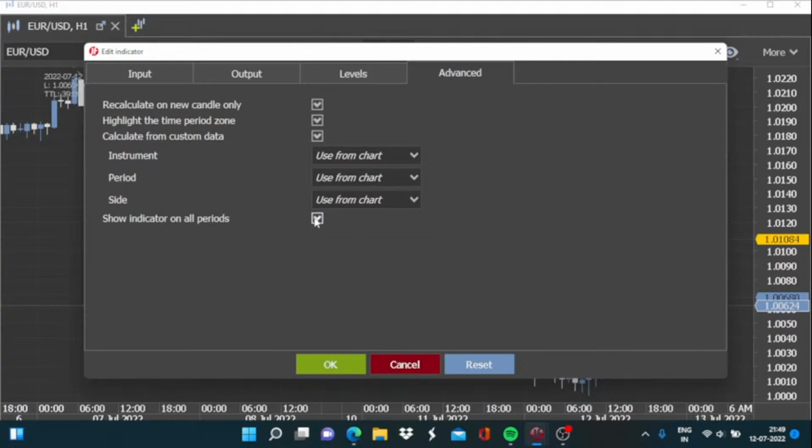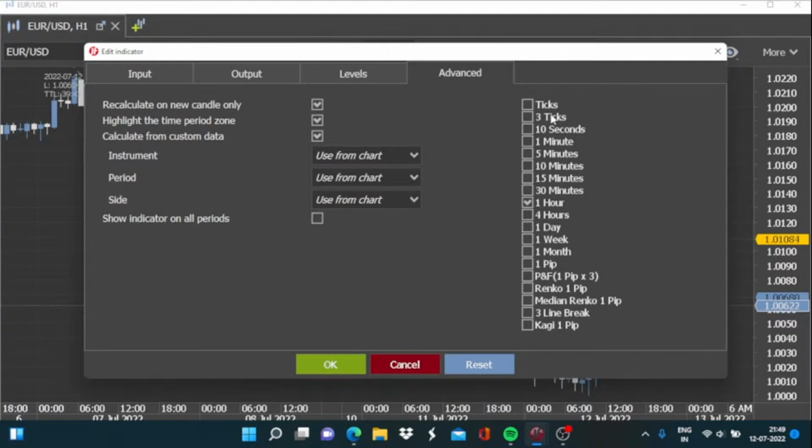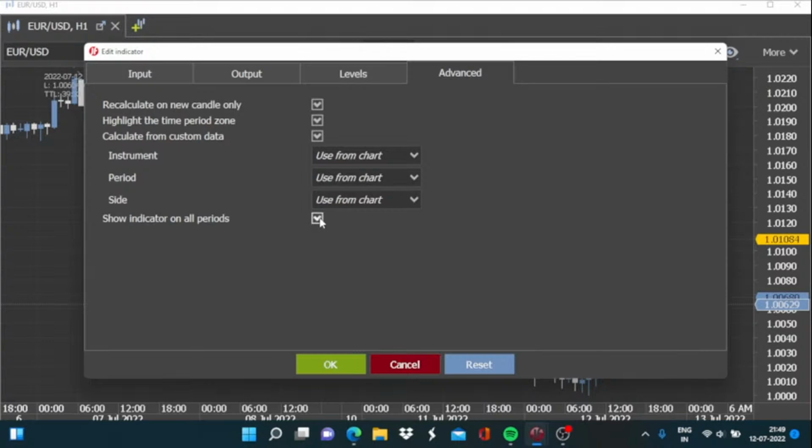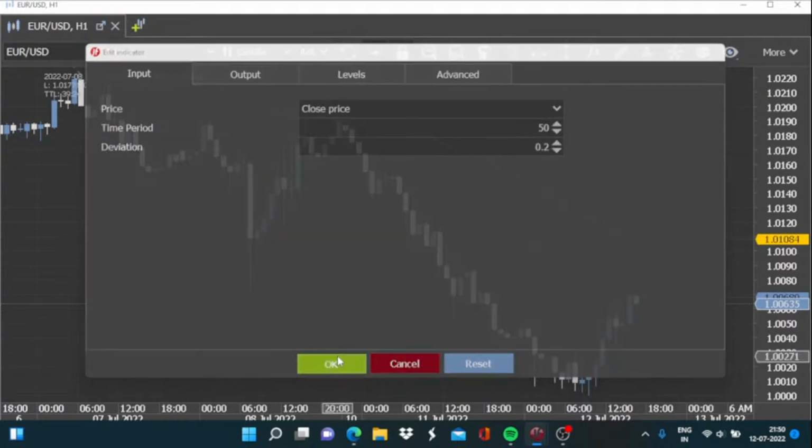If you opt for this box to be ticked, then the underlying instrument's chart of all the candle periods will have this indicator plotted on it whenever you make changes from one time frame to another time frame. But if you uncheck this box, then you have to individually define on which candle period the plotting of these MA envelopes should be shown, and only on those time frames the plotting will be shown. So generally I go with this option of show indicator on all period. Alright, so these are the editing options.